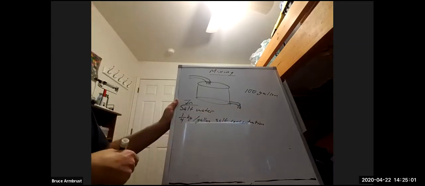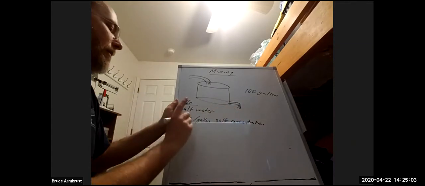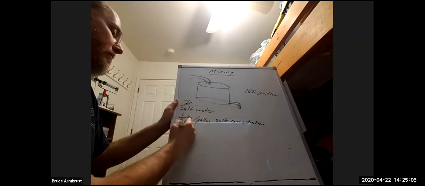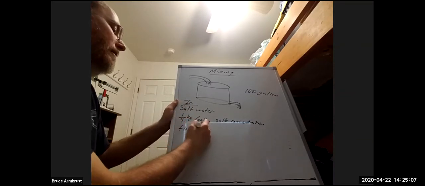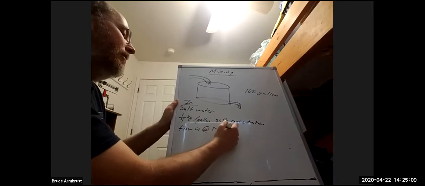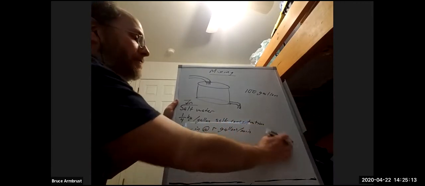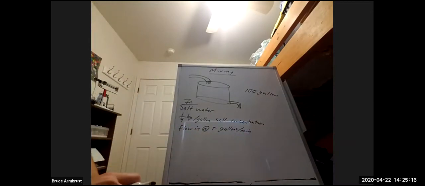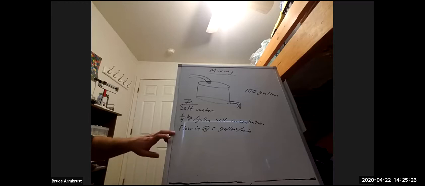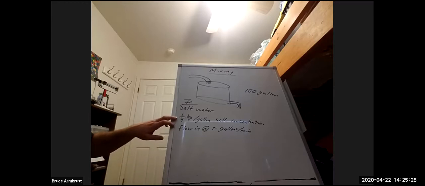And let's say that it's flowing in, but I'm going to give it a generic R right now. We're going to flow in at R gallons per minute. So 5 gallons per minute, 10 gallons per minute, 2 gallons per minute, whatever. But it's going to be flowing in at that rate, and every gallon contains 1/4 kilogram of salt.